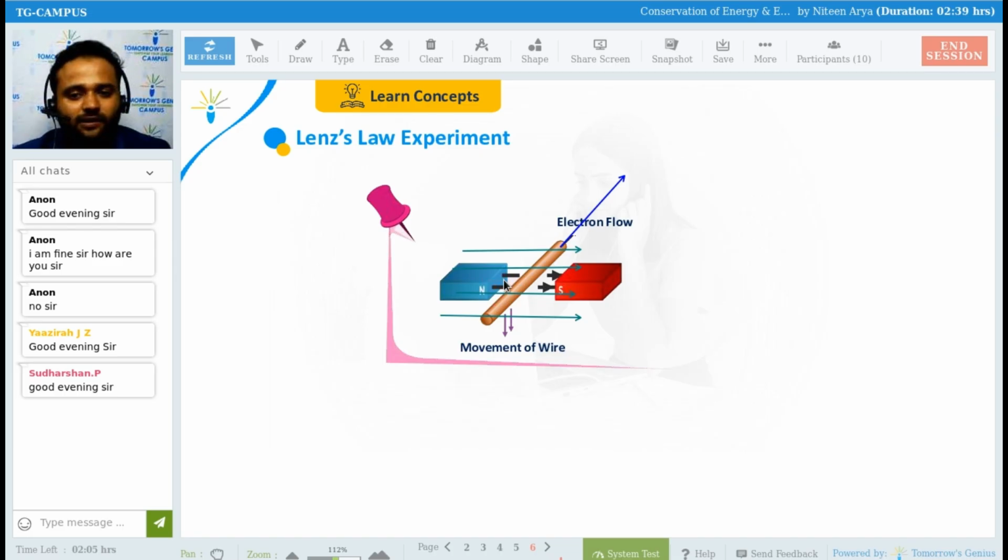I just changed the relative motion and scenario here. Nothing more is going to be changed. Instead of a coil, I pick a wire. The same thing is going to happen in a wire. The electron flow shows me the current, or the induced current. Is this clear? The movement of the wire can be up and down, as you can see, so the electron flow is going to be in this way. Clear, everyone?